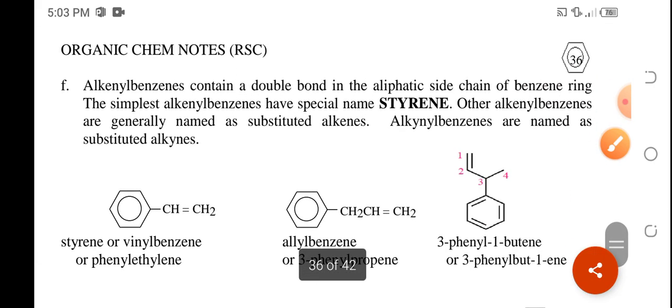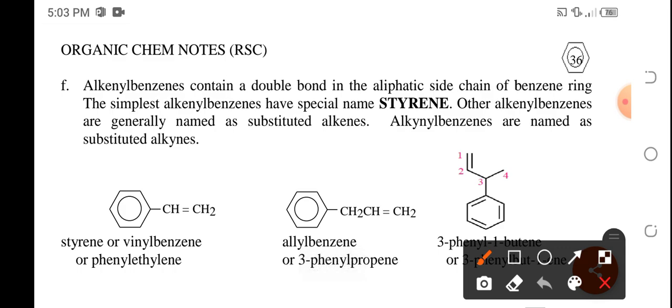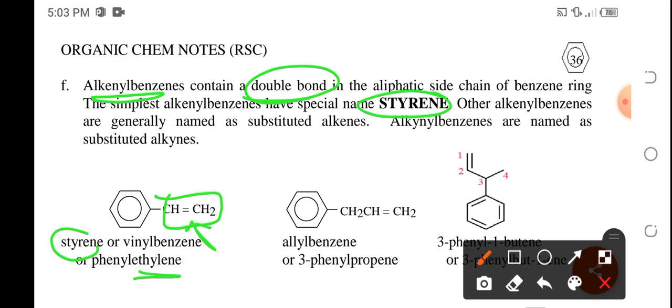Alkenyl benzenes, on the other hand, are arenes with an aromatic ring, but this time the aliphatic part has double bonds. The simplest of this kind is styrene. So this is the ethene, or ethylene as the common name, and this is the phenyl. Collectively known as phenylethylene, it is styrene or vinyl benzene.